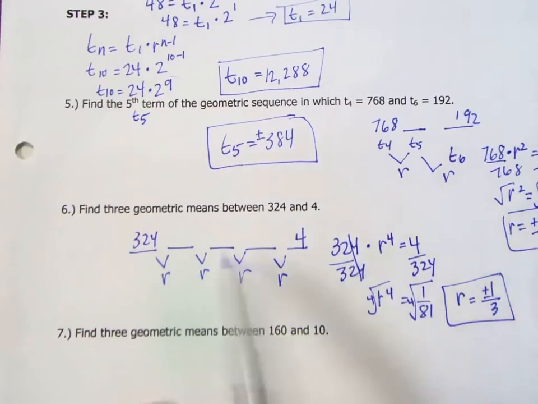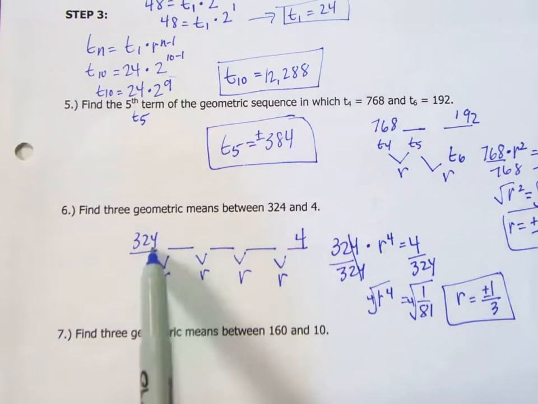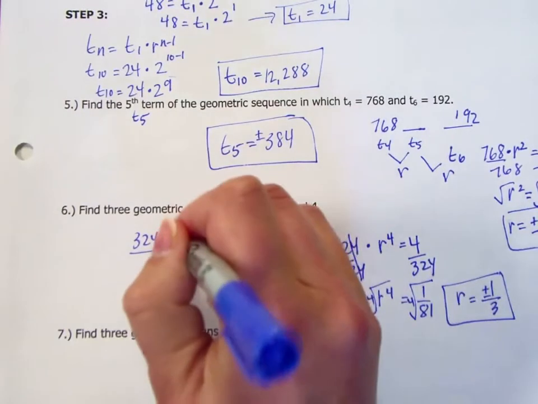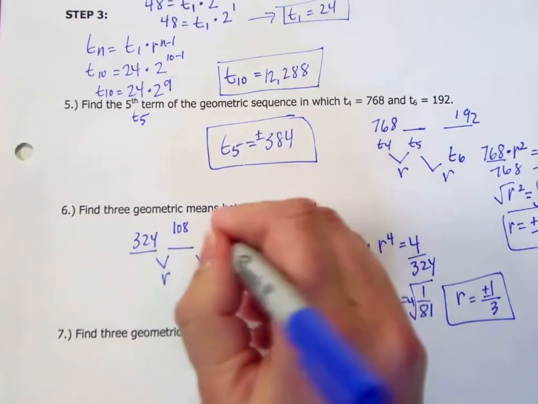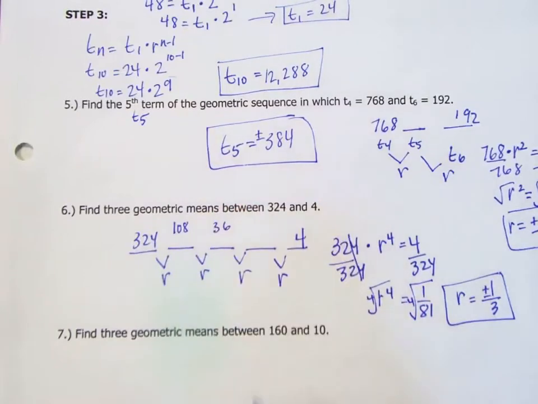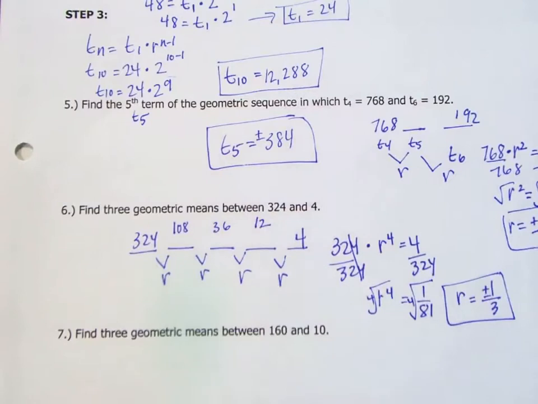So let's go through using positive 1/3, multiplying this through. So we're using positive 1/3 to multiply through. So 324 times 1/3 is 108, times a positive 1/3 is 36, times a positive 1/3 is 12, and then times positive 1/3, that would be 4.